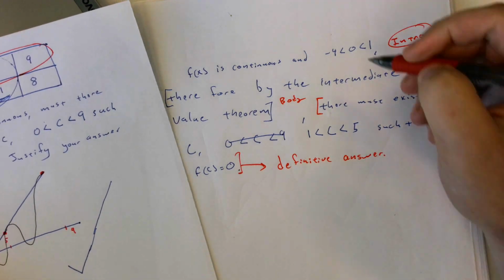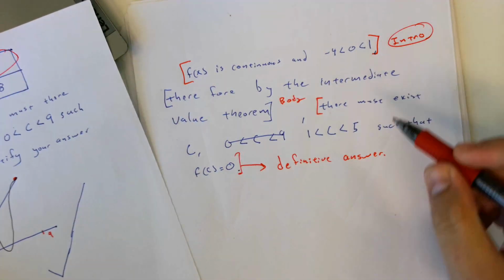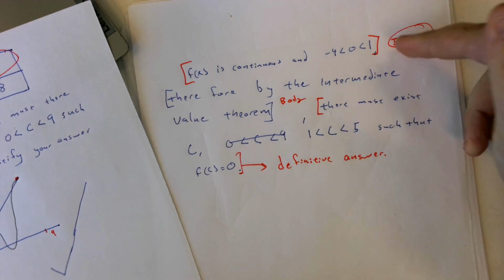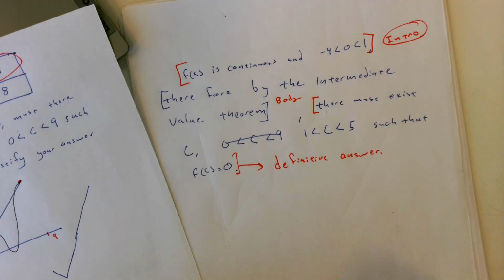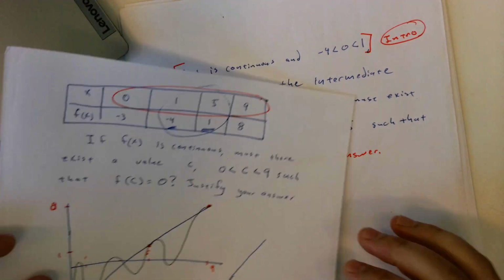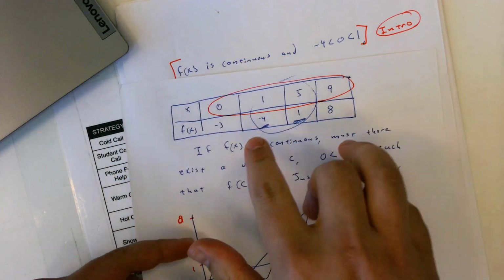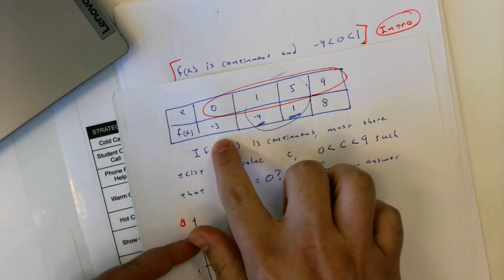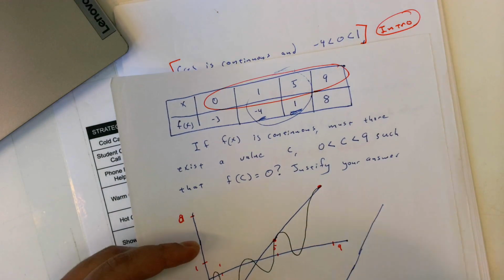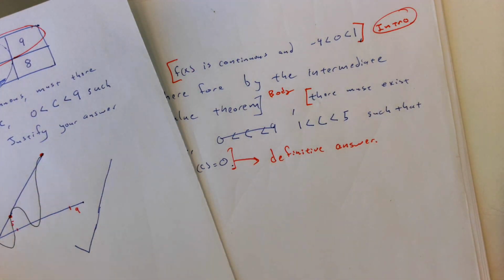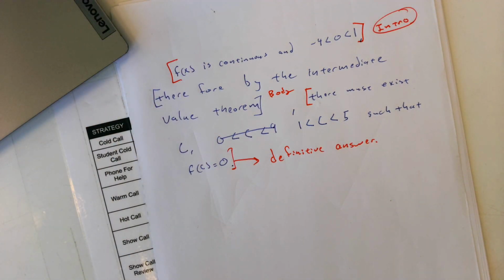So I've got my intro, which is my background information. I've got my body: therefore, by the intermediate value theorem. And then I have my explicit answer. Intro, body, definitive answer. I could have used 0 to 9 and -3. This -4 and 1 could have just as easily been -3 and 8. But I'm still answering the question. If you're in between 1 and 5, you're in between 0 and 9, so that much is implied. But you don't need to get creative, I promise.